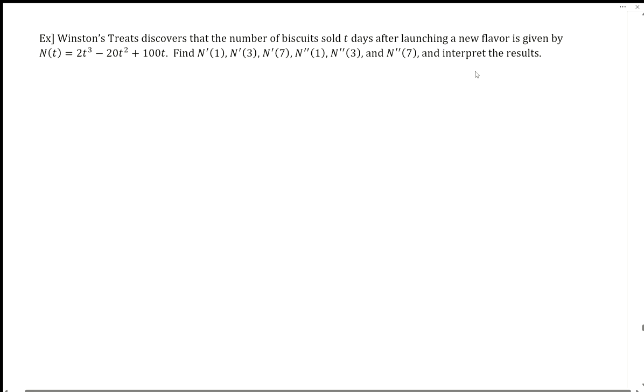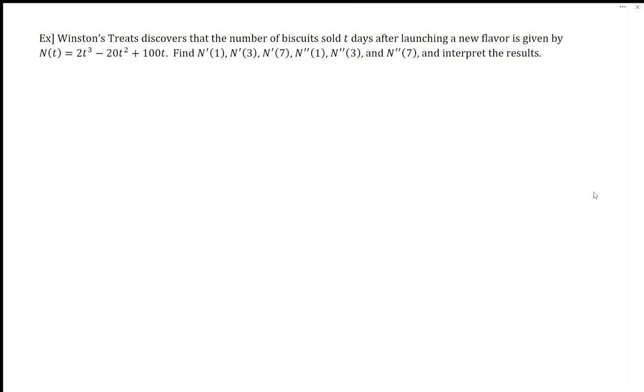In this example, it says Winston's Treats discovers that the number of biscuits sold t days after launching a new flavor is given by n of t equals 2t cubed minus 20t squared plus 100t. Find the first order derivative and second order derivative, and then we'll interpret the results. All right, so let's get those first order and second order derivatives.